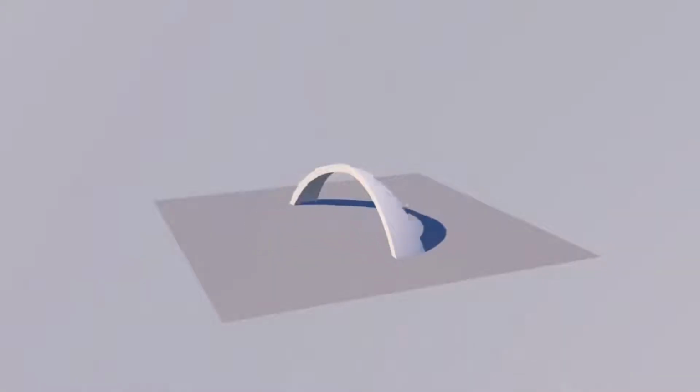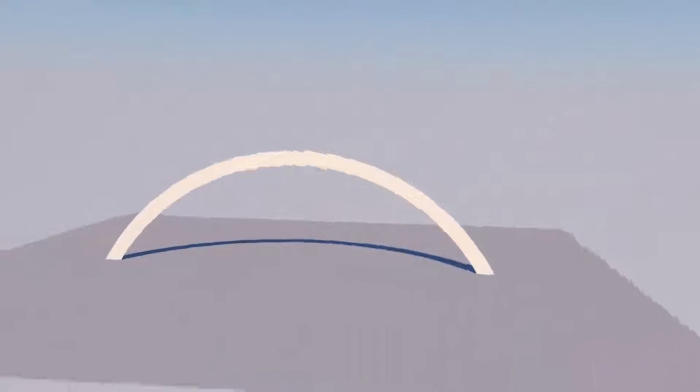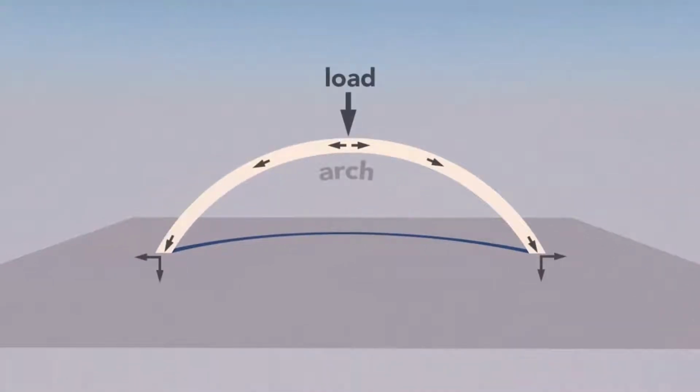A dome is an arch revolved around its center. The curvature of the arch distributes some of the vertical load into horizontal forces, allowing a dome to withstand greater pressure than a flat beam.